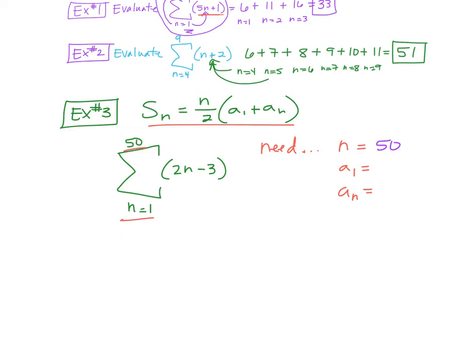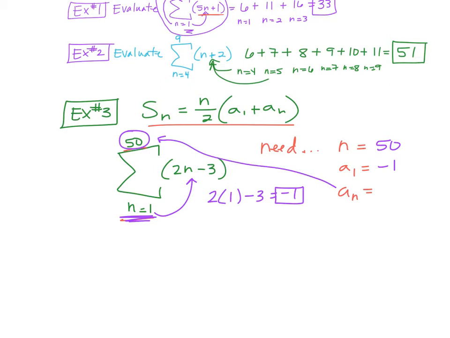Then we have a sub 1. So a sub 1 is not 1. It's saying when we plug in 1, what's our first term? Well, if I plug in 1, 2 times 1 minus 3 gets us a negative 1, right? So that's our a sub 1 is negative 1. And then a sub n is our last term, which is the 50th term, right, up here. So if I plug in 50 here, I would go 2 times 50 minus 3, and that would be 97. So a sub n is 97.